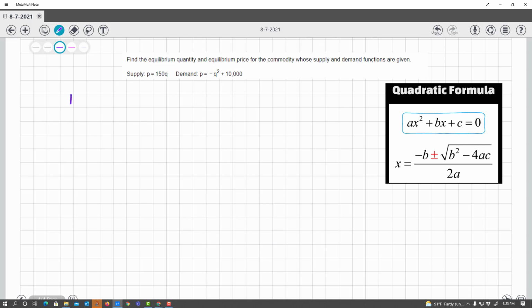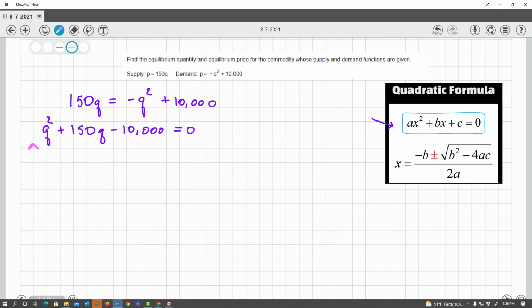You're going to set supply equal to demand. The only problem is this is a little bit more difficult because these are not linear. So what you want to do is get it in this form first, which simply means move everything to one side and set it equal to 0.